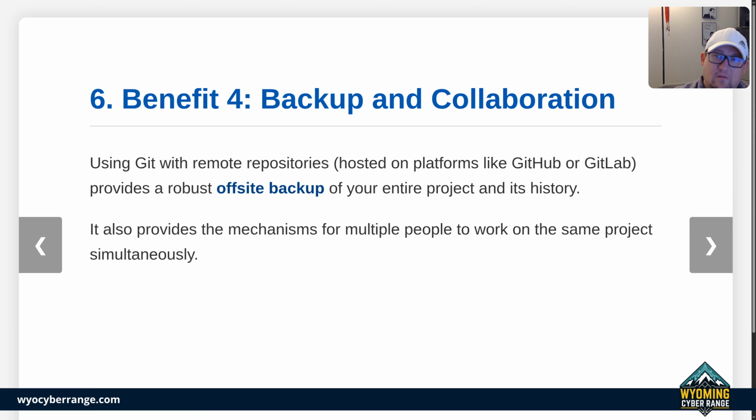When you use Git with a remote service host like GitHub, which is what we're going to use for this class, you're going to get a robust offsite backup of your entire project, including its complete history. If your computer hard drive fails, you haven't lost your work. You can simply download a fresh copy from the remote server, and this is going to give us a foundation for collaboration. This is going to allow multiple people to work on the same project at the same time without overriding each other's changes. It's really cool.